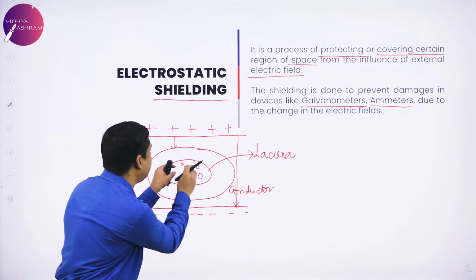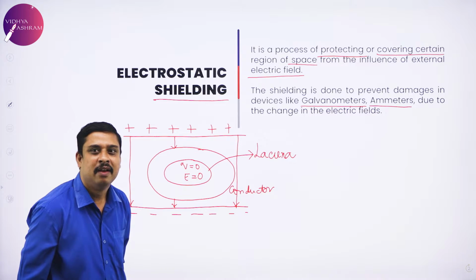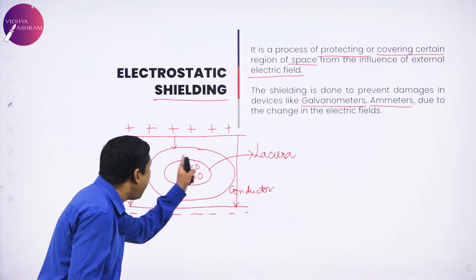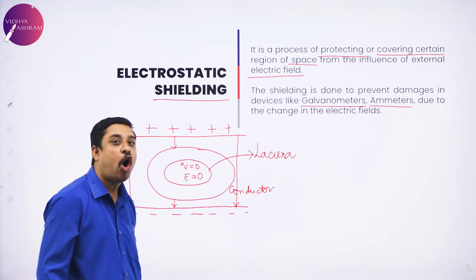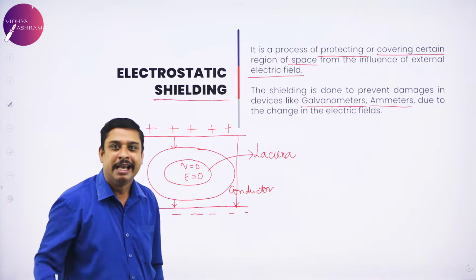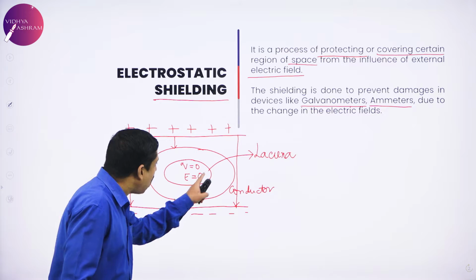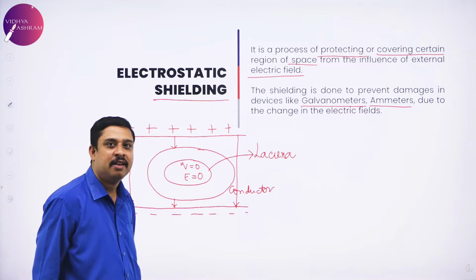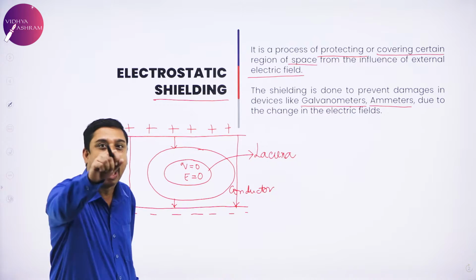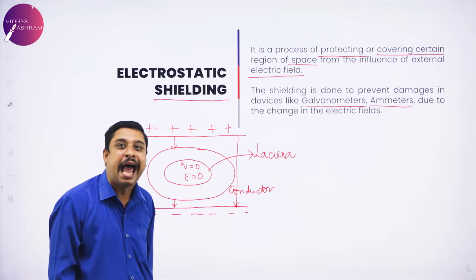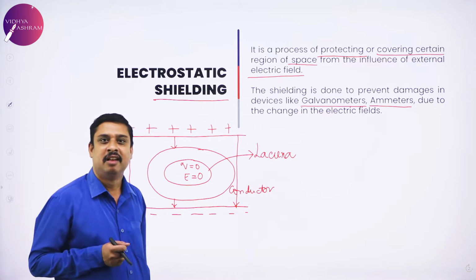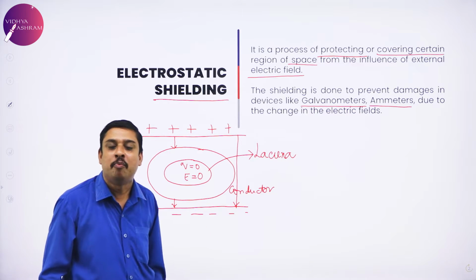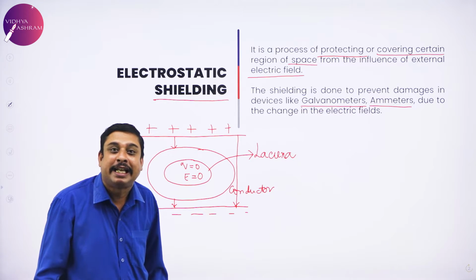Now I take my galvanometer, place it in the lacuna. Will it get damaged? No. Why? This electric field has no impact or influence in this hollow region. It is hollow, there is nothing inside. So I am shielding my device. I am protecting my device from the influence of the field. How? By placing it in the lacuna, hollow region. What has happened in that lacuna? There is no electric field. So my galvanometer or ammeter is getting protected.